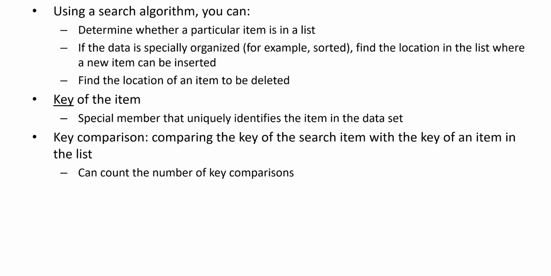For instance, we can search the dataset for a particular item. We compare the key of the item for which we are searching with the key of the item in the dataset. When analyzing searching and sorting algorithms, the key comparisons refer to comparing the key of the searched item with the key of an item in the list. The number of key comparisons refers to the number of items whose key is being compared with the key of the item in the list.